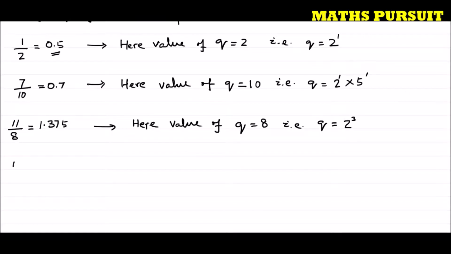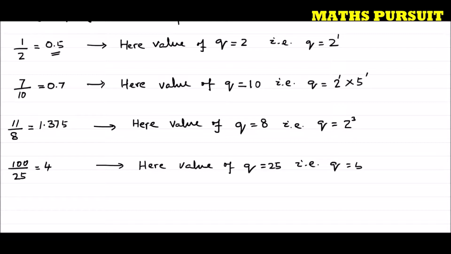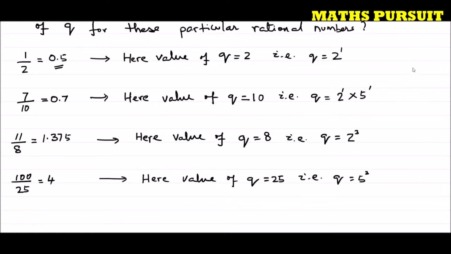If I write 100 upon 25, what am I getting? We know that 25 fours are 100. Here the value of q is equal to 25. That is, q is equal to 5 to the power 2. 5 5s are 25.